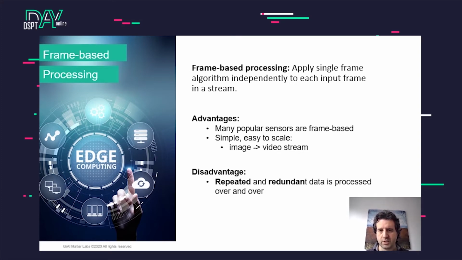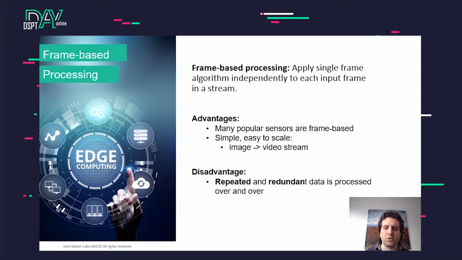We apply an algorithm that works for an image. We will apply it to a sequence of images by just applying that algorithm independently to each one of the images in the stream. This is appealing because most of the popular camera sensors that we use are actually frame-based, so they send you a stream of pictures. And it's also simple and easy to scale. You just design an algorithm that works for an image and you apply it to a video stream.